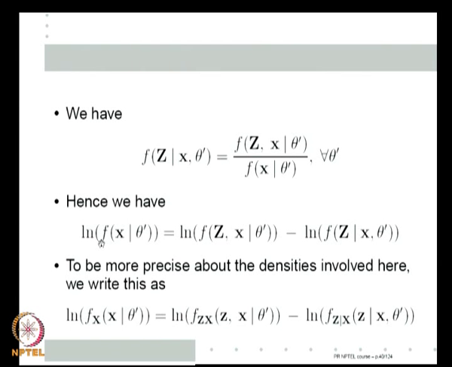I put whatever random variable this is a density of as a subscript. So, this becomes ln f_X(x given theta prime) is ln f_{Z,X}(z, x given theta prime) minus ln f_{Z|X}(z given x, theta prime). Once I put the random variables as subscripts, what I put inside should be small z and x, because those are the arguments of the density function. This is what we have been using intuitively so far; I have just written it a little more precisely. So, this is the density of x, this is the joint density of z and x, this is the conditional density of z given x. Okay.